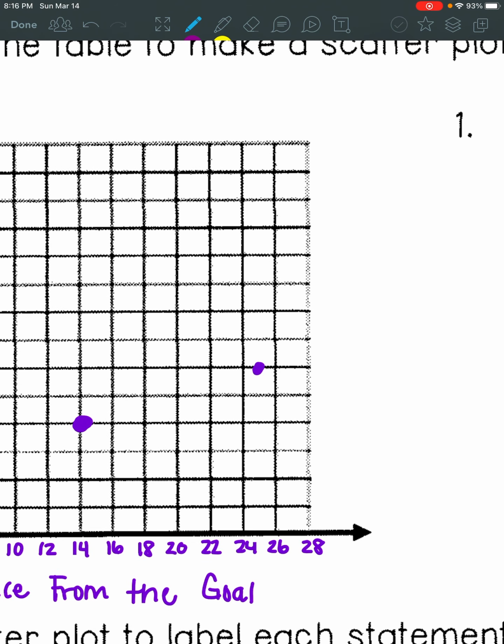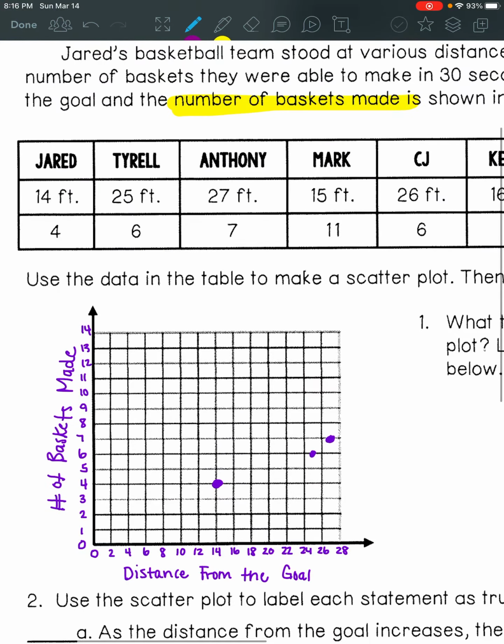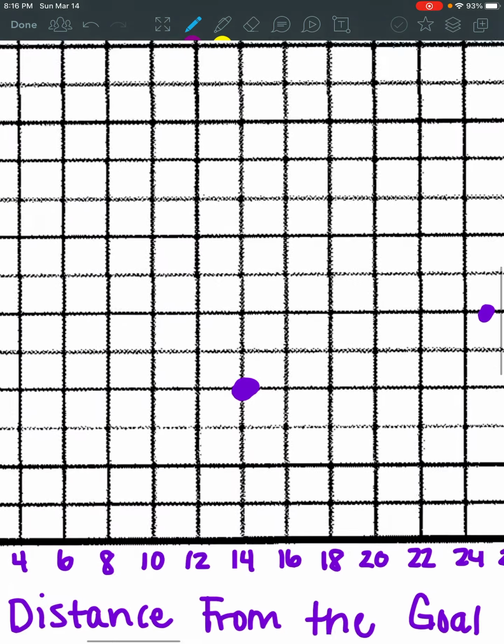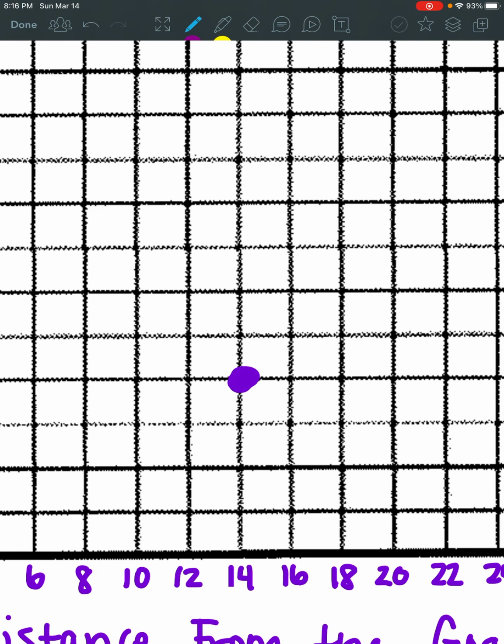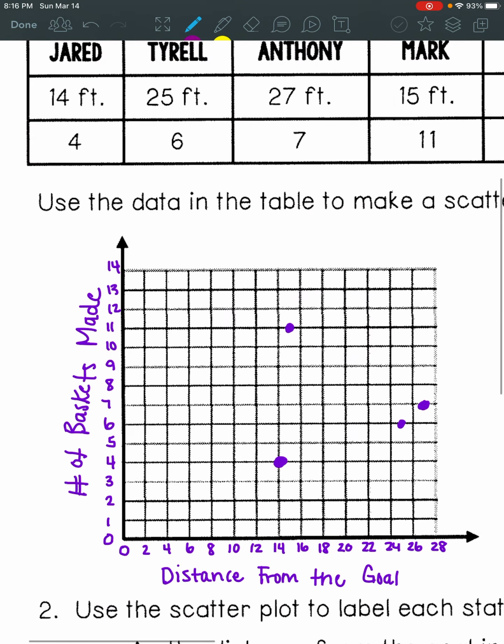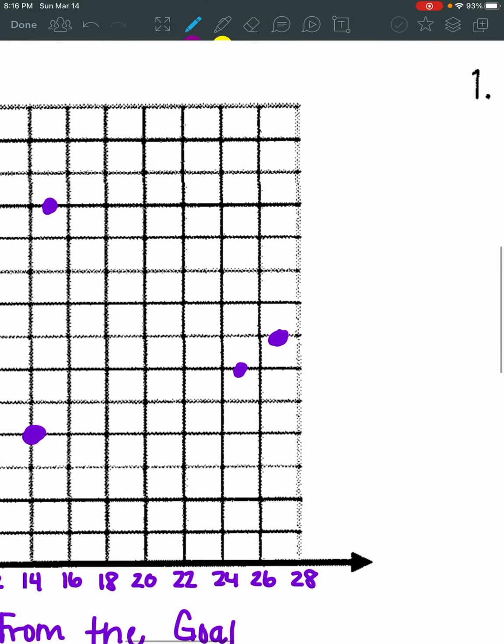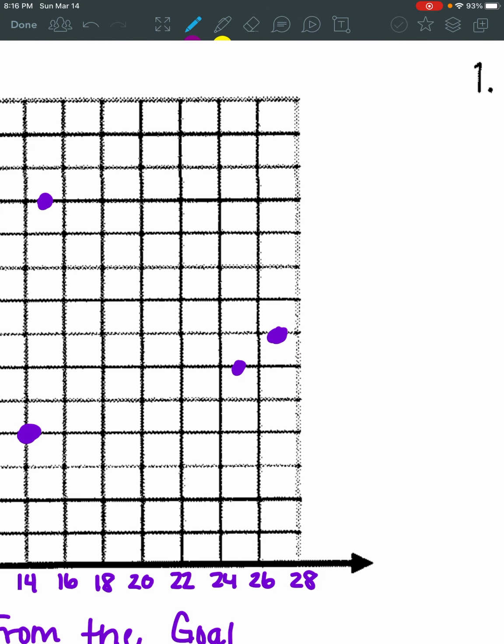27 and 7. And at this point, you could pause the video and plot all of your points and see if you could construct an accurate scatter plot. 15 and 11, so I have to go right in between 14 and 16. And 11 is way up here. And then we have 26, 6.